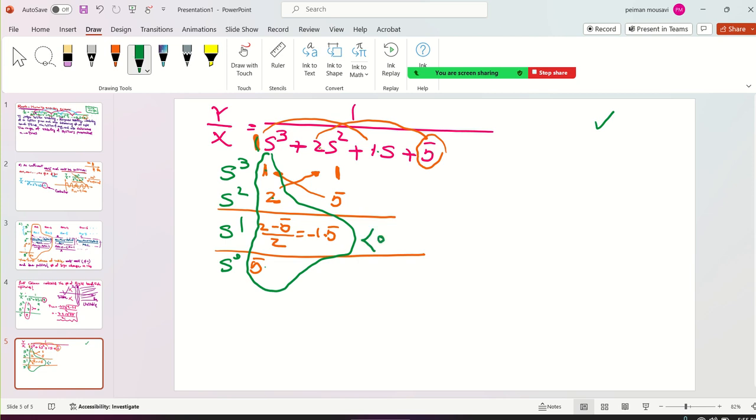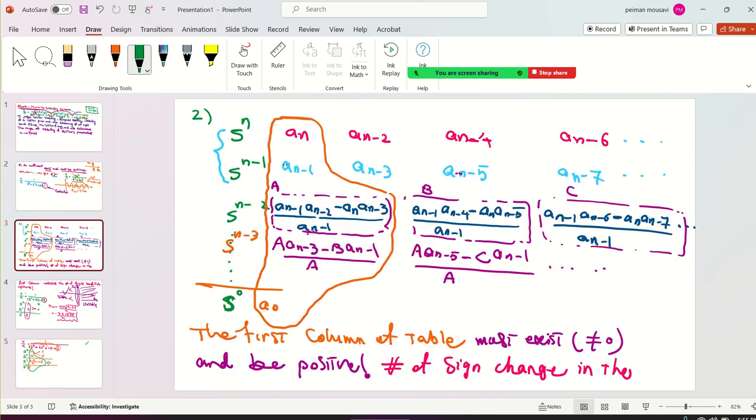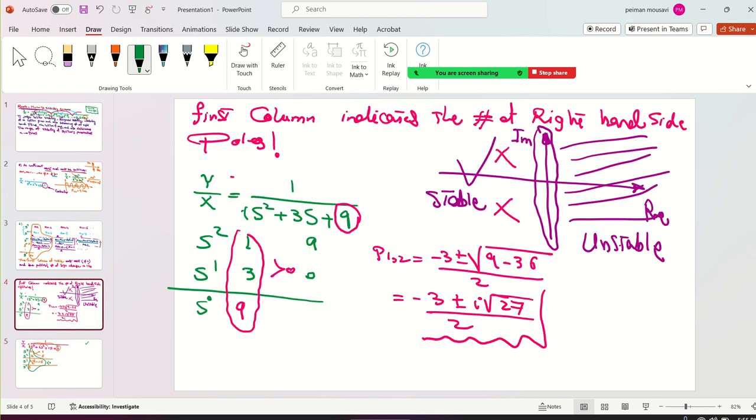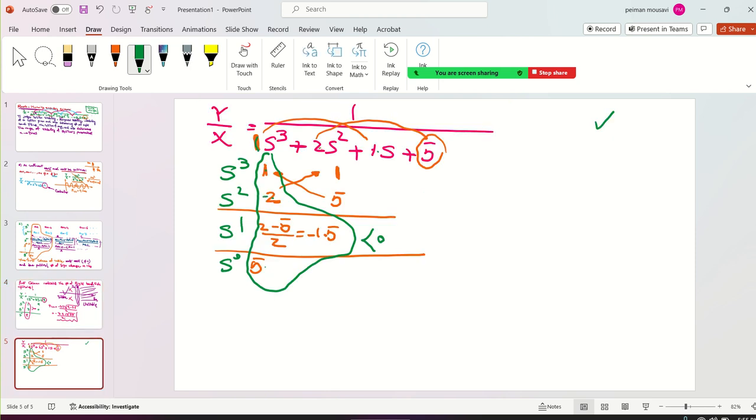Now let me ask: how many right-hand side poles do you have? Based on the definition, the number of sign changes in the first column indicates the number of right-hand side poles. Look here, guys. From positive 2 to negative 1 is a sign change, and from negative to positive 2 is another sign change. You have 2 right-hand side poles. This is very bad.